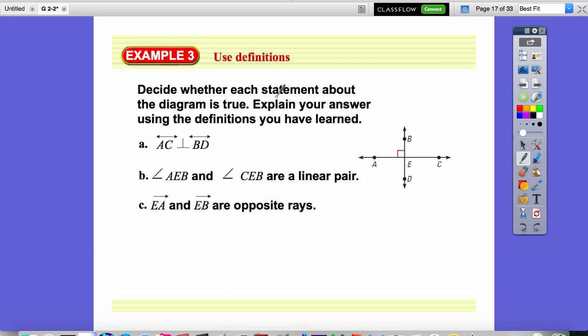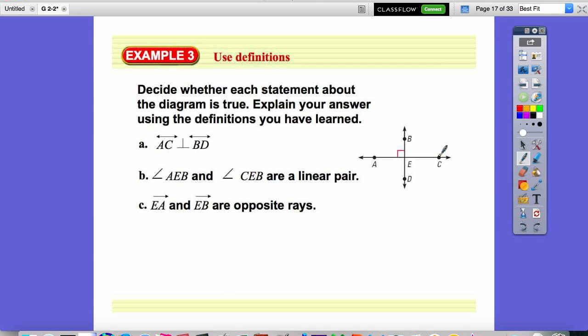Decide whether each statement about the diagram is true and explain your answer using the definitions you have learned. So line AC is perpendicular to BD. That's true because we've learned that if two lines are perpendicular, they intersect and form right angles. And that's the definition of perpendicular lines.